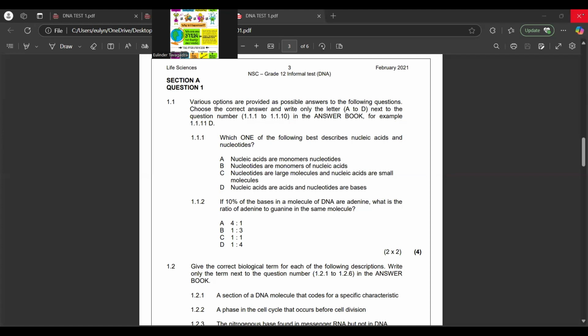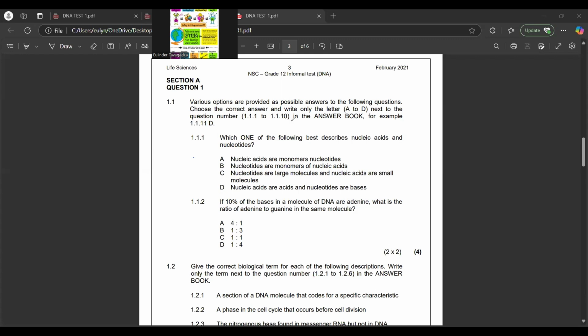Let's move on to A then. A is saying nucleic acids are monomers of nucleotides. This answer doesn't make sense because the monomers for nucleic acids are the nucleotides. It's the other way around. So this becomes wrong. Let's move on to B.